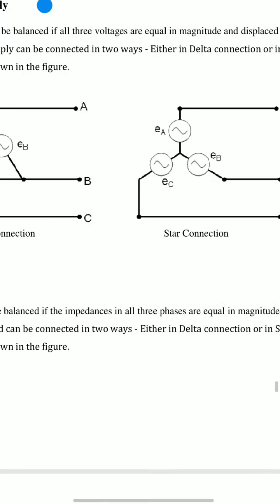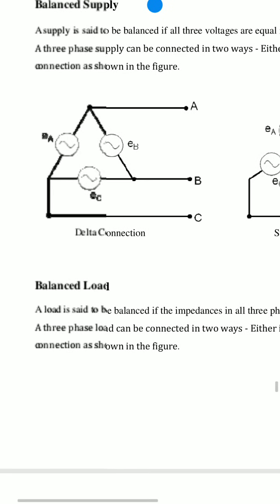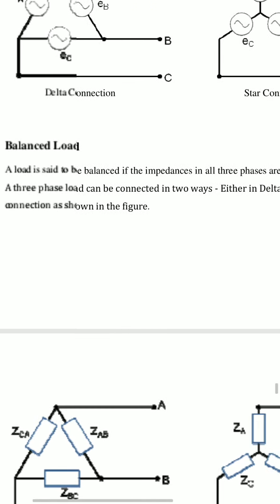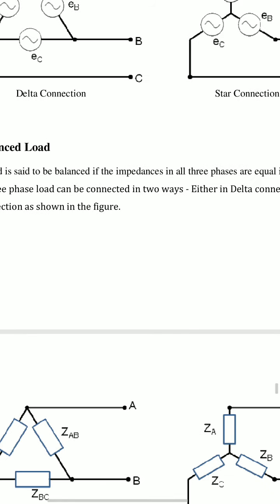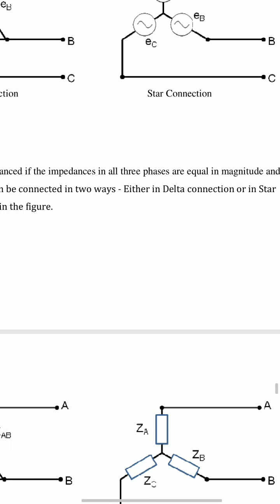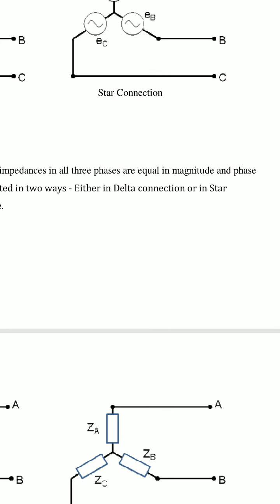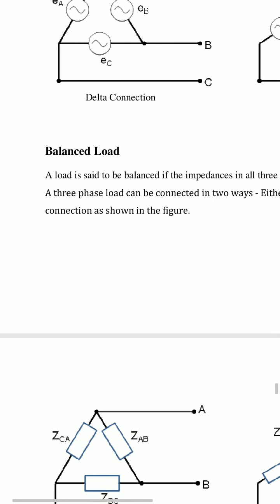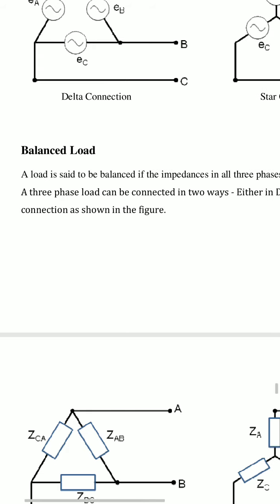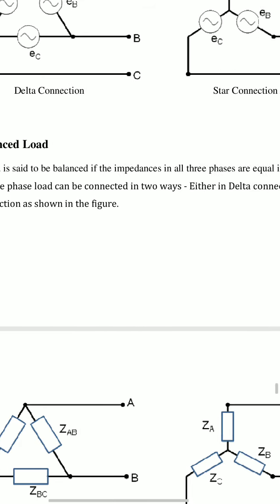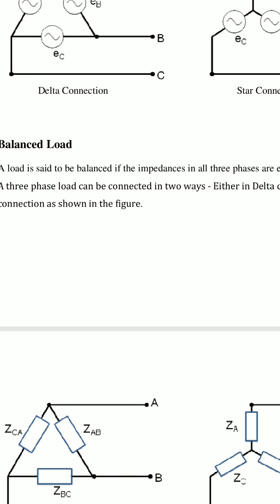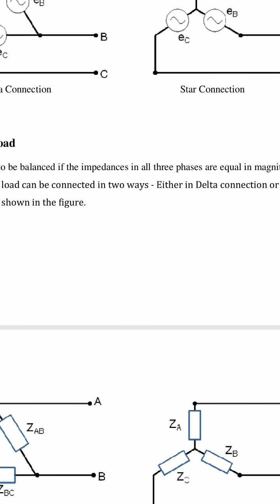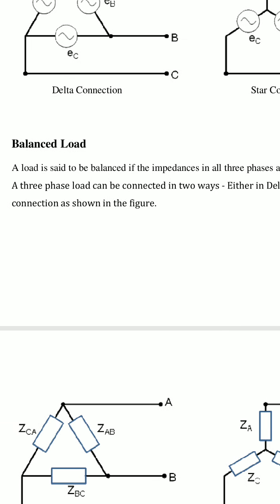And you see here, balanced load. A load is said to be balanced if the impedances in all three phases are equal in magnitude and phase. Here also the load can be connected in two ways, either in star or delta.